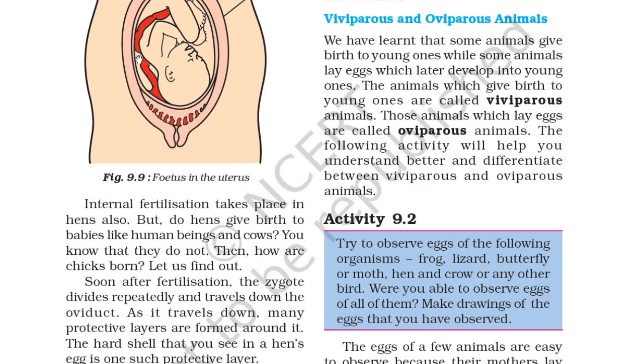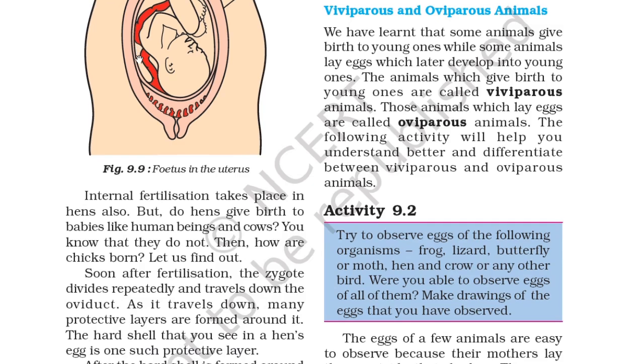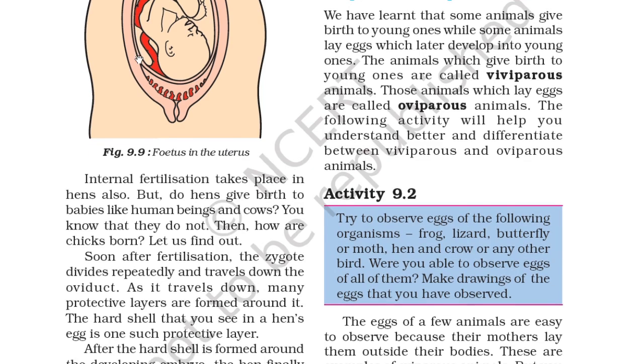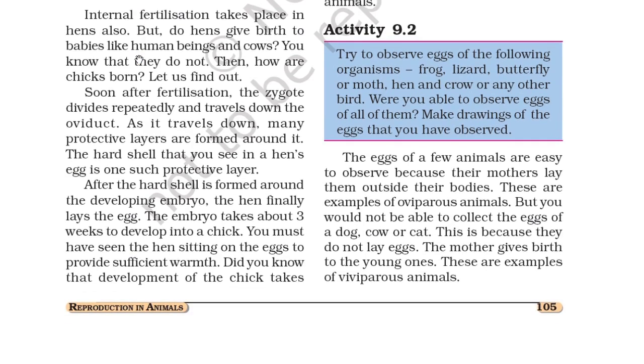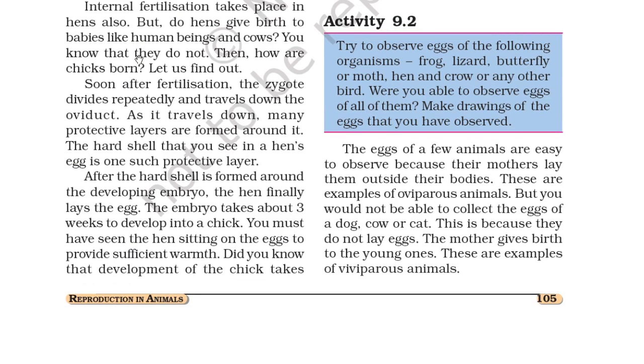Internal fertilization takes place in hens also, but do hens give birth to babies like human beings and cows? You know that they do not. Then how are chicks born? Let us find out. Soon after fertilization, the zygote divides repeatedly and travels down the oviduct. As it travels down, many protective layers are formed around it. The hard shell that you see in a hen's egg is one such protective layer.